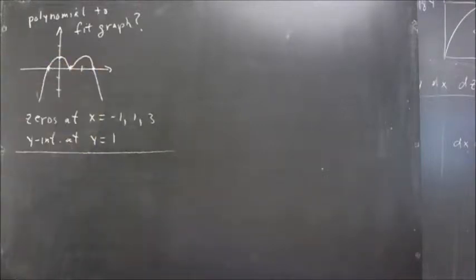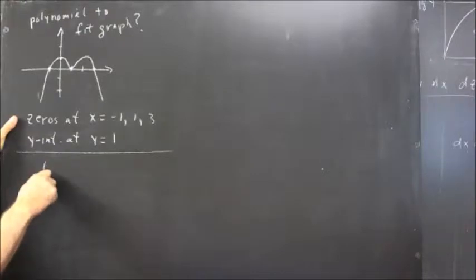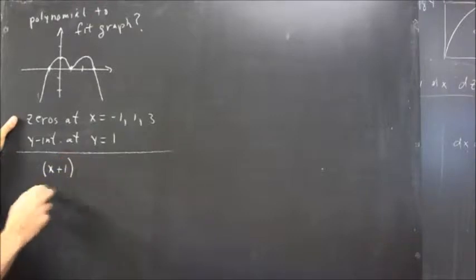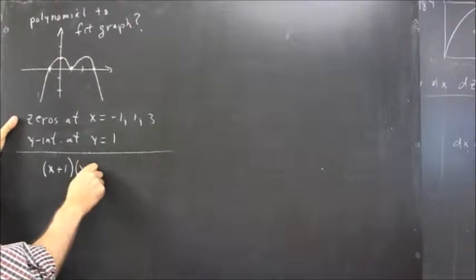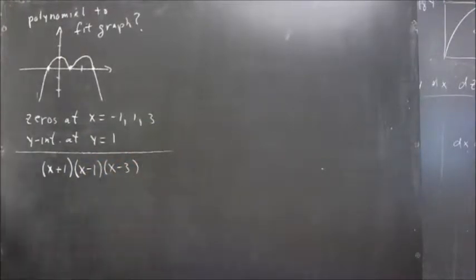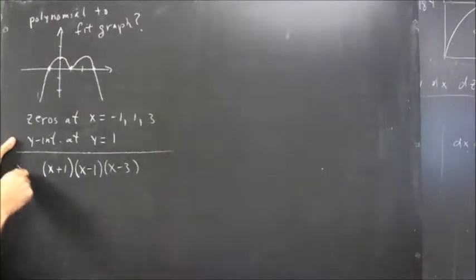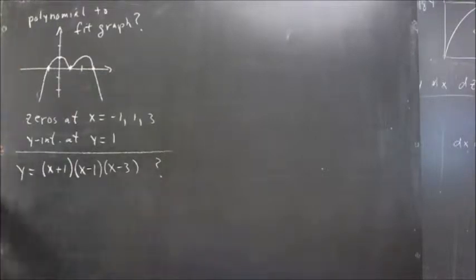Now, what function could possibly have these zeros? Because that's the easiest part to determine. Well, we could get a 0 at x equals -1 by a factor x plus 1. We get zeros at 1 and 3 by factors x minus 1 and x minus 3. So we could try, could y equal this?